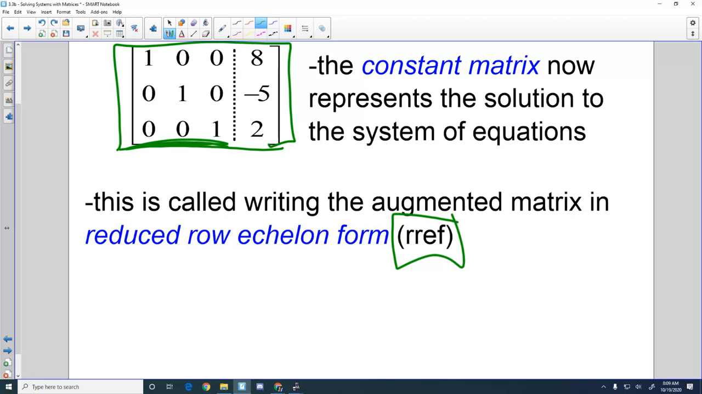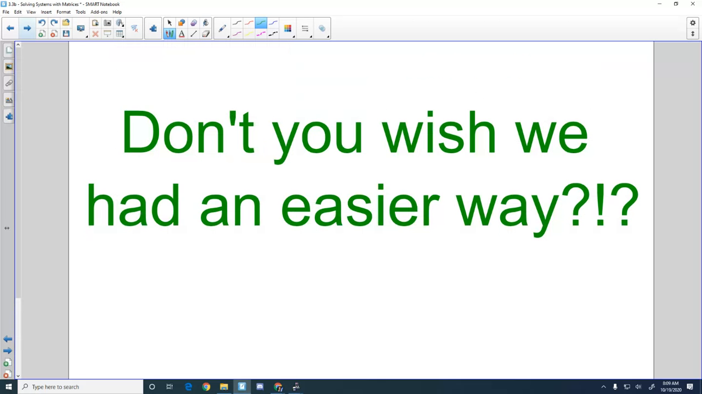Now, not every system has a solution, right? Sometimes there's no solution to a system of equations, in which case this left side would not be the identity matrix. Okay, so make sure you see that diagonal of 1s and then 0s everywhere else. And if that's so, then that last column is your solution. But yeah, we're going to do this the easy way, obviously.